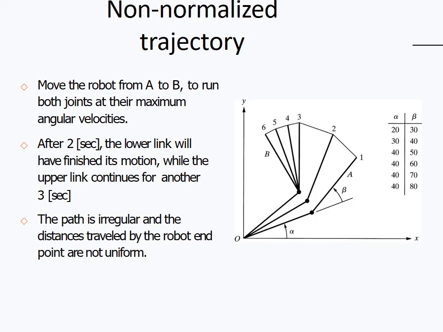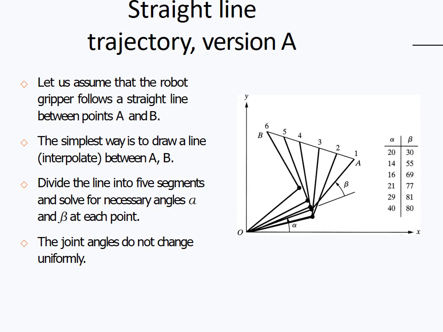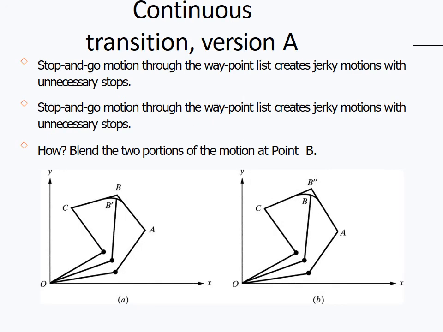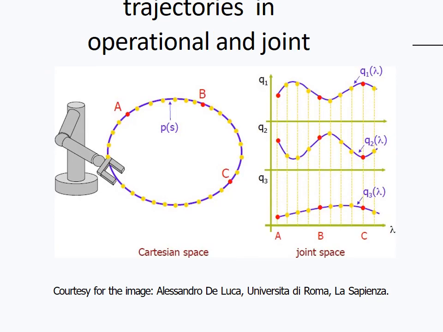This one is an example for non-normalized trajectory. Non-normalized trajectory. For normalized trajectory. This one is for straight line trajectory. This is also a straight line trajectory. Examples: continuous transition. Trajectory in operational and joints is the final trajectory in the operational joints. For example, A to B to C means we need to define path 1, path 2, path 3 like that for defining the circular path or straight line path.